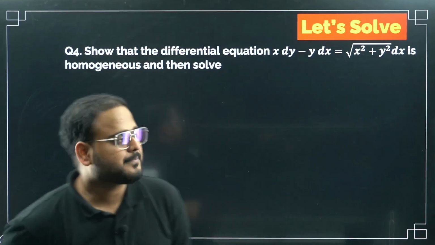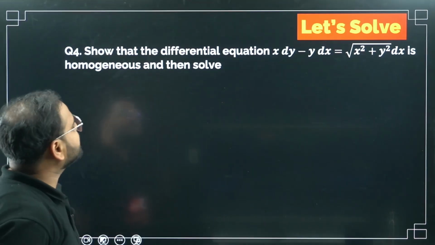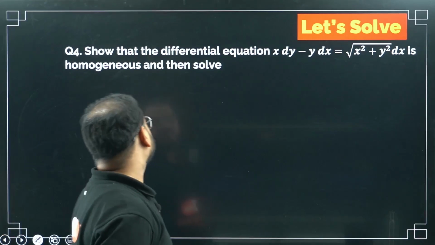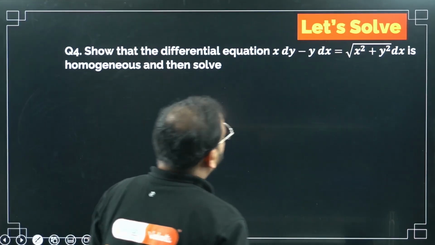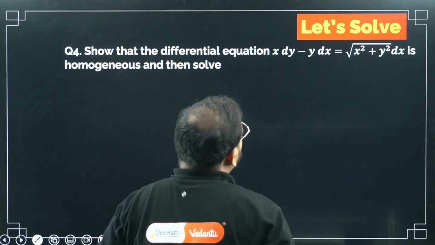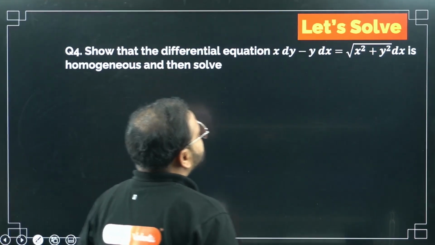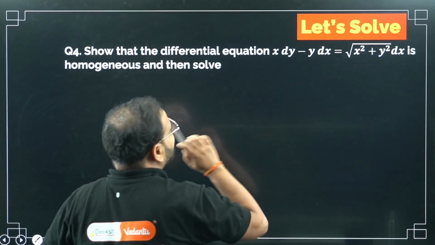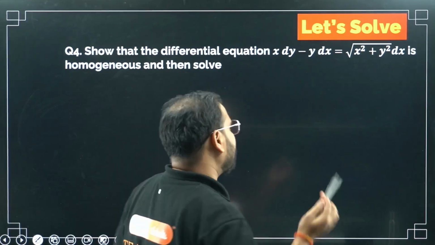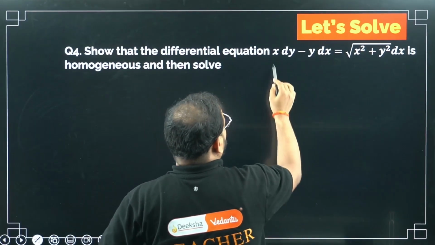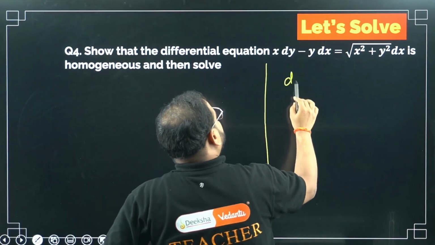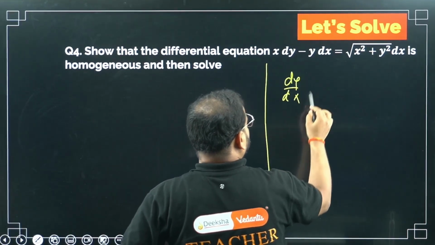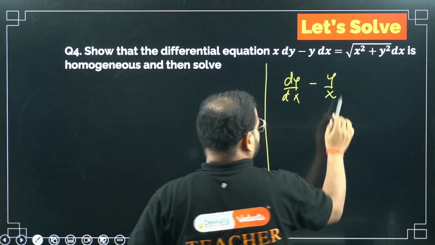So we have to check that the differential equation is homogeneous and then solve it. Okay, let's do it. How can we solve it? Let's divide everything by x dx. It's going to become dy by dx equals minus y by x.